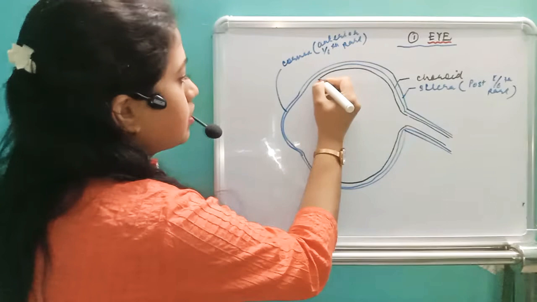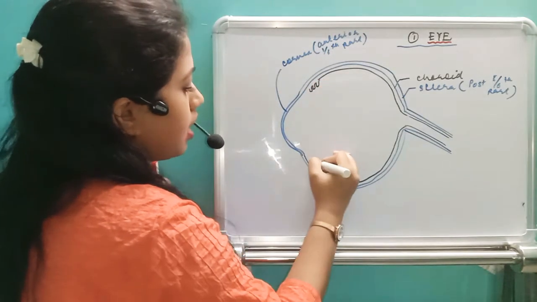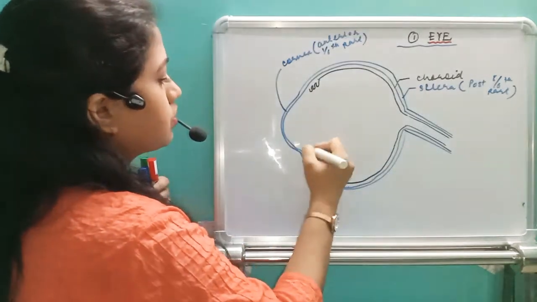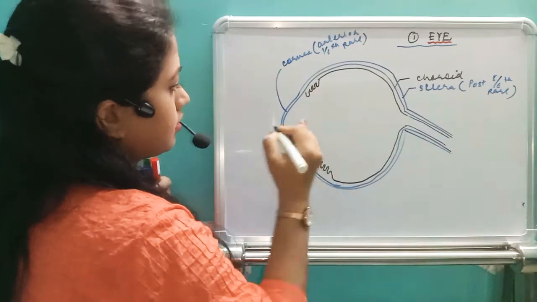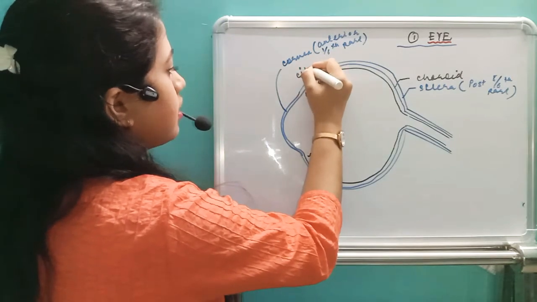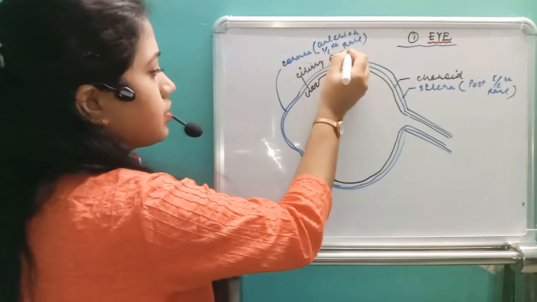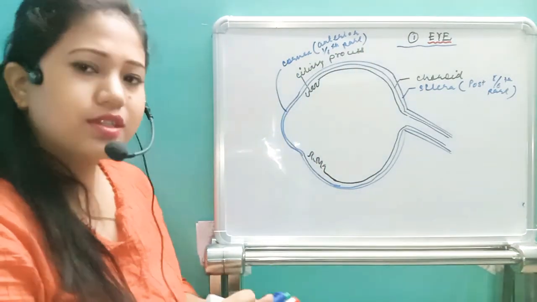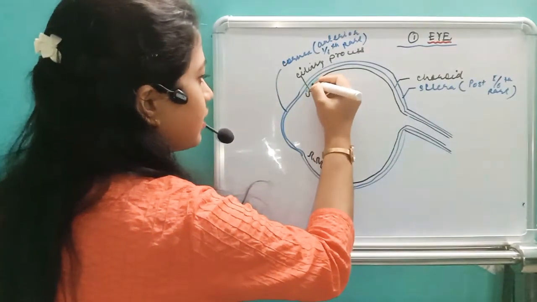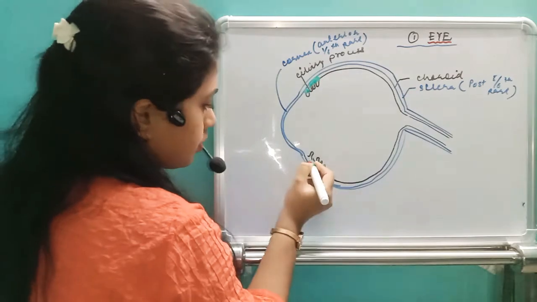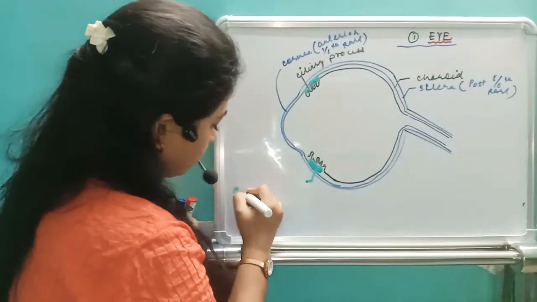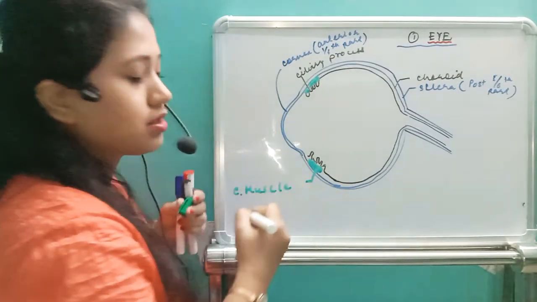Okay, anteriorly it is going to have some processes, and those processes are called the ciliary process. Okay, so here this is the ciliary process, right? And posteriorly the ciliary process is going to have some muscle in it. That muscle is called the ciliary muscle. Okay, so this is the ciliary muscle we have.